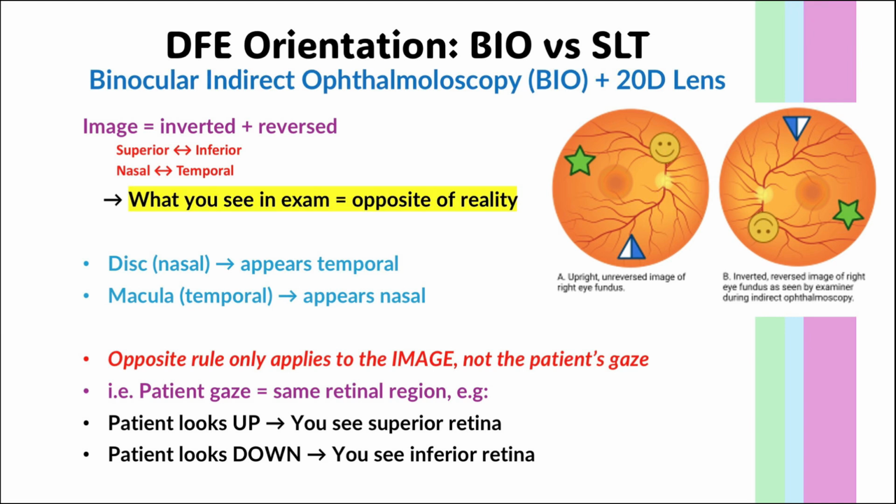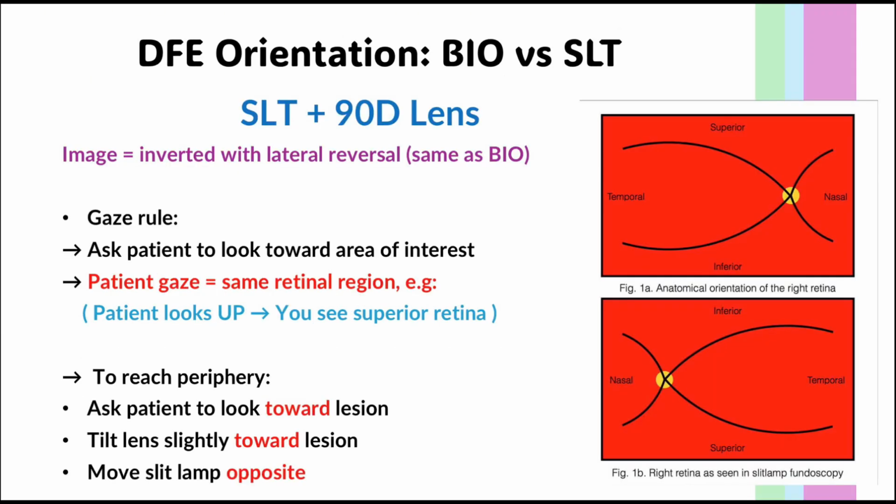But keep in mind that this opposite rule only applies to the retinal image and not the patient's gaze. So, to examine a certain retinal area, you ask the patient to look in the same direction of that area. For example, if you want to see the inferior retina, ask the patient to look down. And if you want to see the superior retina, ask the patient to look up.